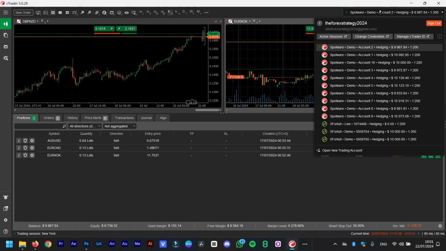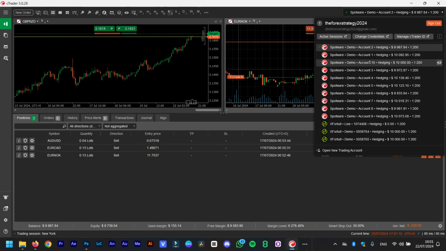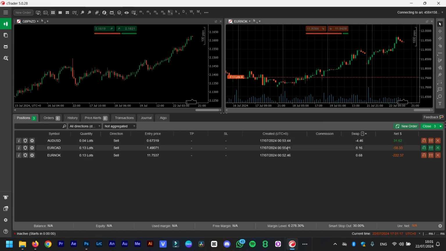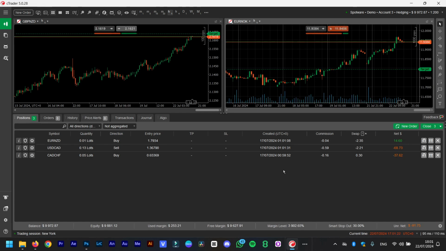So that being said, let's go to account number 3 now. All the 3 trades here are okay. I'm paying 4.46 of swapping. Remember that I have this trade for 5 days. Now account number 3. Let's see. So the same thing here. I'm probably going to have to wait.